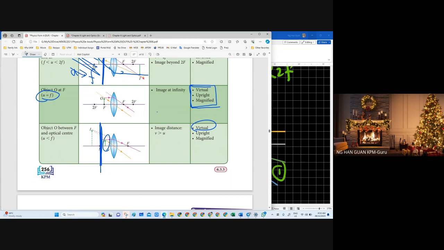Then when the object is located at F, how are you going to comment it's virtual, not real? If you say it's real, then how are you going to comment it's not virtual? It's just like the question I'm asking you. More than zero is a positive value. Less than zero is a negative value. Then can you tell me zero is positive or negative? Anyone can tell me zero is positive or negative?